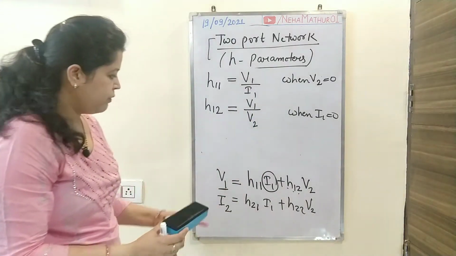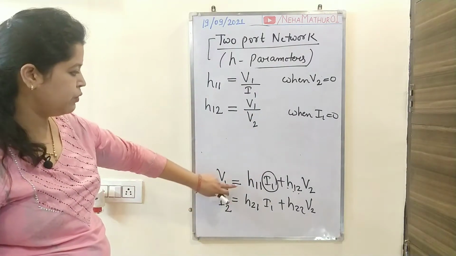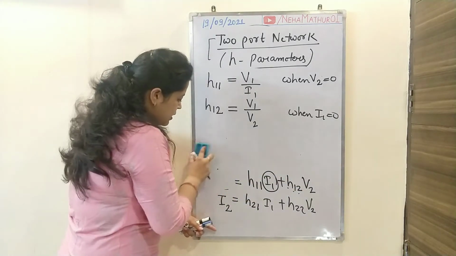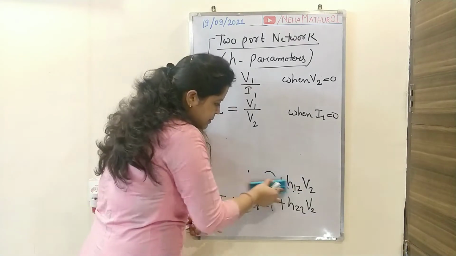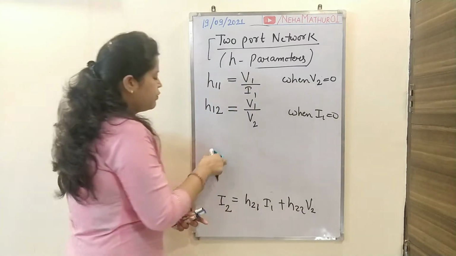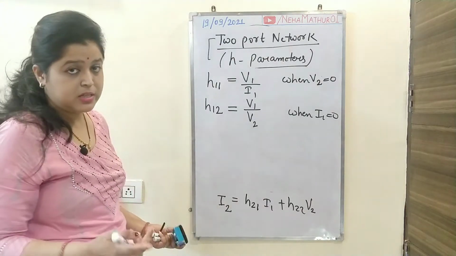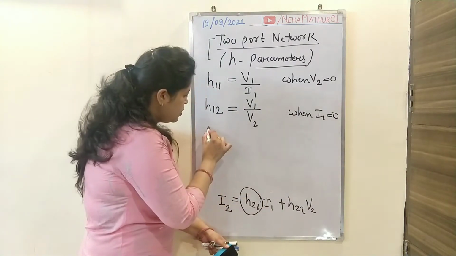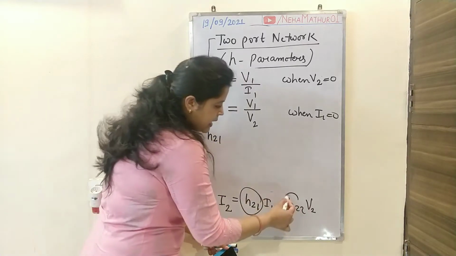Fine. So with the help of the first equation we are able to find H11 and H12, and now I am going to erase this because I have already used this equation for the calculation of two parameters. Now come to the next two remaining parameters, and those are H21 and H22.